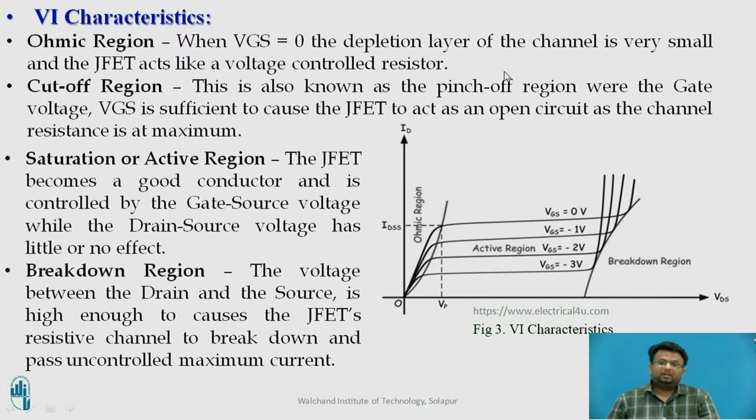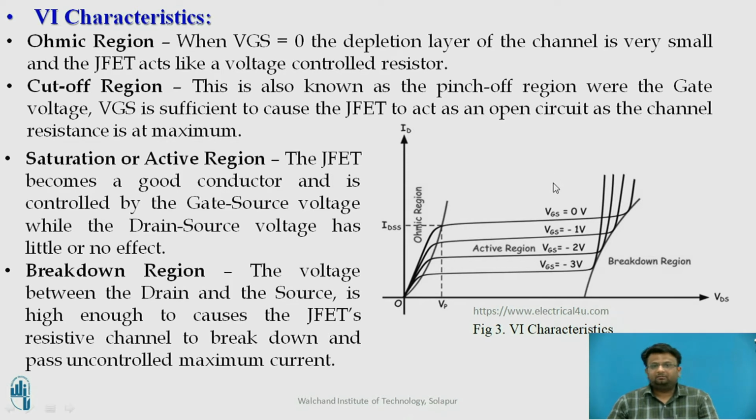The depletion layer of the channel is very small and the junction field effect transistor acts as a voltage controlled resistor. The cutoff region is also known as the pinch off region, where the gate voltage VGS is sufficient to cause the junction field effect transistor to act as an open circuit and the channel resistance is at the maximum. In the saturation region, also called the active region, the junction field effect transistor becomes a good conductor and it is controlled by the gate to source voltage, while the drain to source voltage has very little effect or no effect.